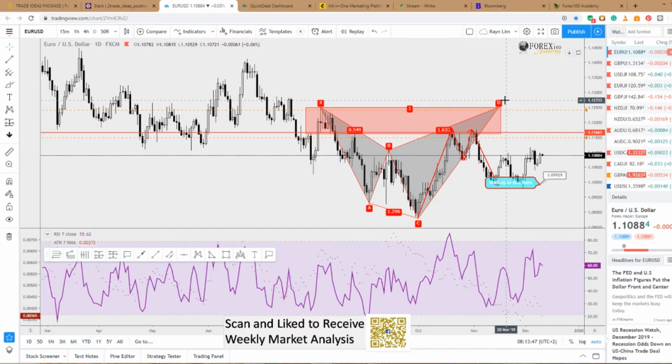On the daily chart, you can also see that there's a double bottom. The market came back with a test. We managed to short the market over here and earn some profit from here as well.